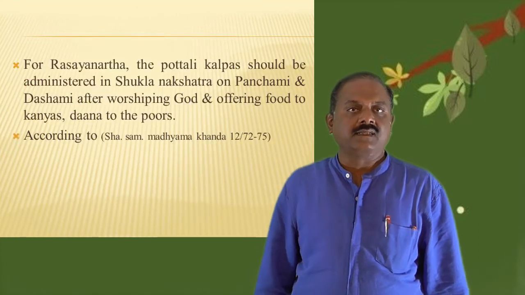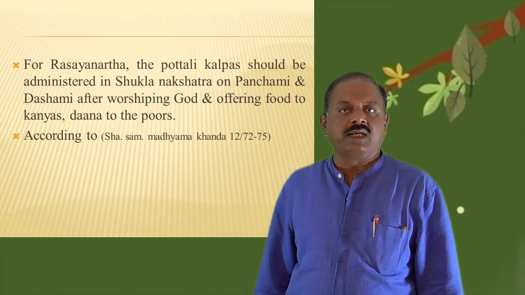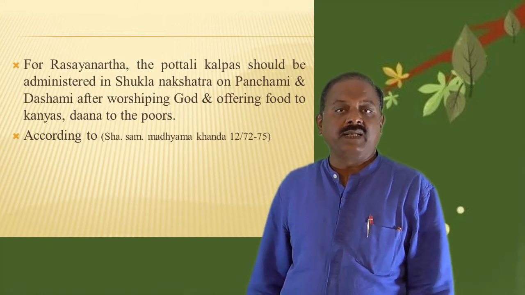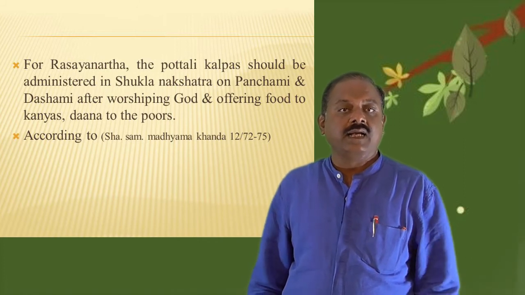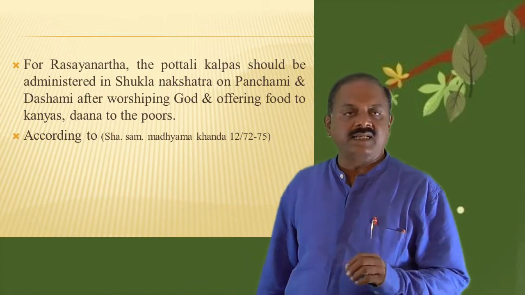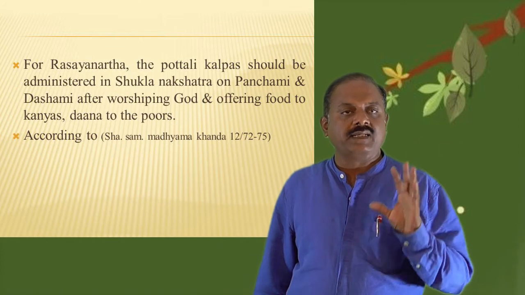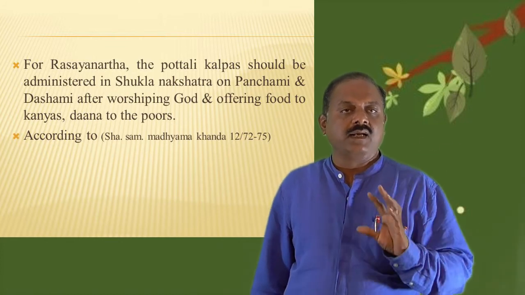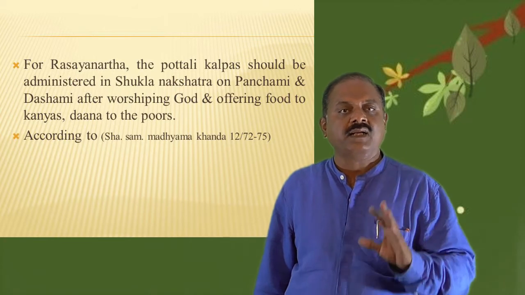For Rasayanartha, the Pottali Kalpas should be administered in Shukla Paksha Nakshatra on Panchami and Dashami, after worshipping the god, offering food to Kanyas, and giving Dhana to the poor. We can see the effect of the Pottali because it is prepared from Parada, and it comes under the Chaturveda Rasayana, the most potent one.